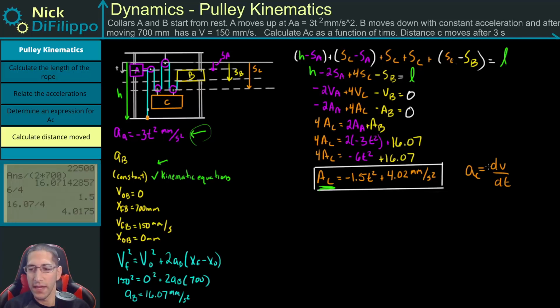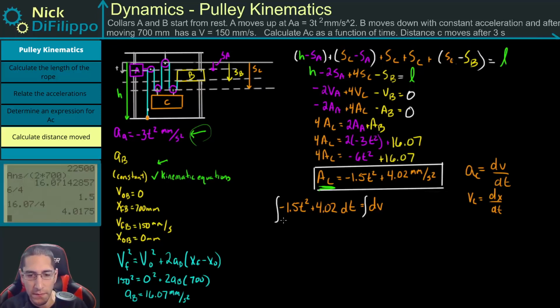And then I can relate the velocity to position by saying the velocity of C is equal to the change in position with respect to time. So I need to perform two integrals to figure out what this position is. So let's do that. I'm going to have minus 1.5 t squared plus 4.02. I'm going to bring the dt to the other side. So this is going to be dt is equal to dv. Let's integrate both sides. And we need to figure out the bounds of integration. So I'm going to go from some starting point 0 to some t, some time. And I don't care about the velocity. So I'm going to go from some velocity of 0, I start at rest, to some velocity v.